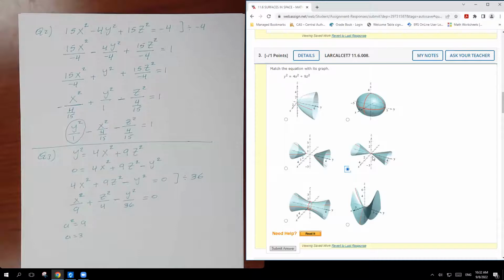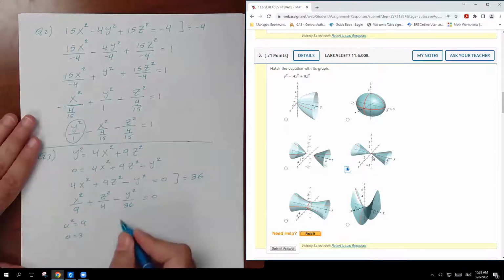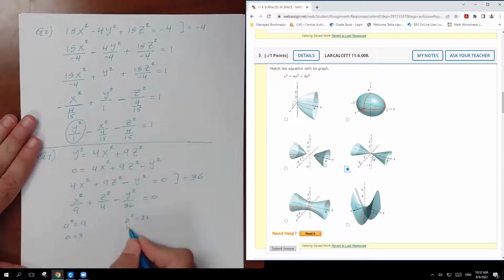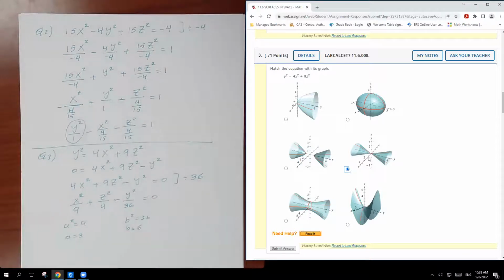The y is 36. That means 6 for b. B squared is 36. That means b equals 6. So check the y, supposed to be 6. And the z is supposed to be 4. Do we have another one? No, this is the right one. Elliptic cone.